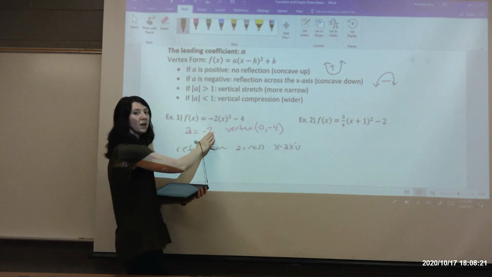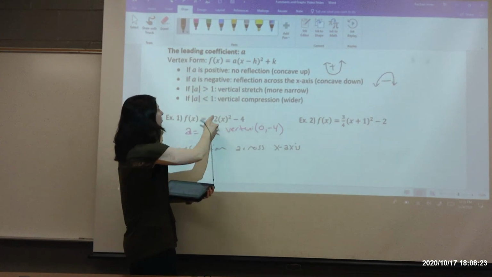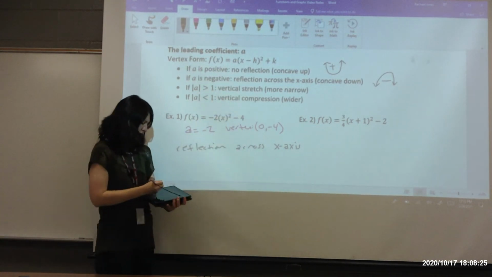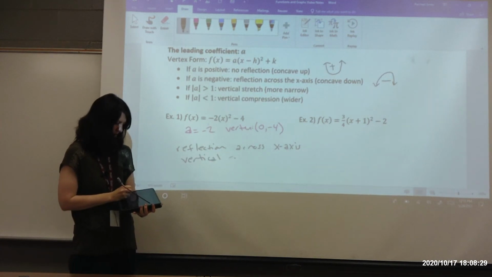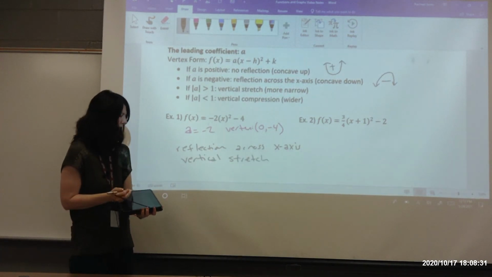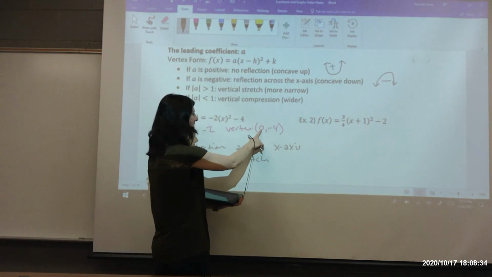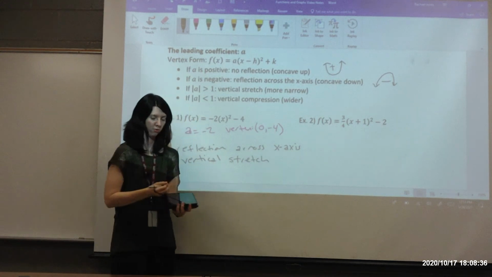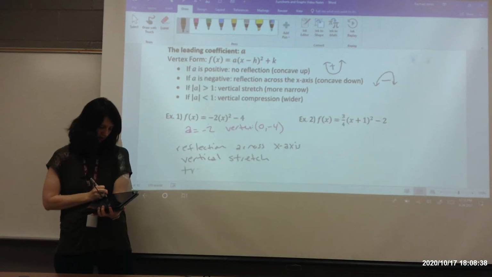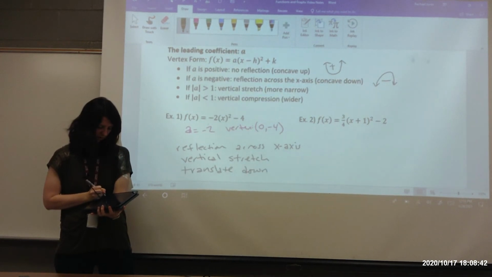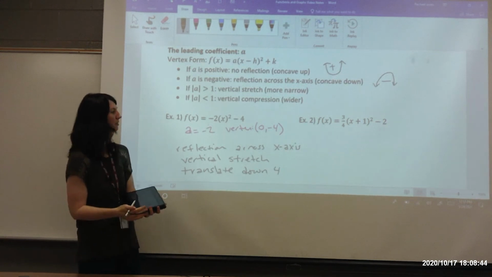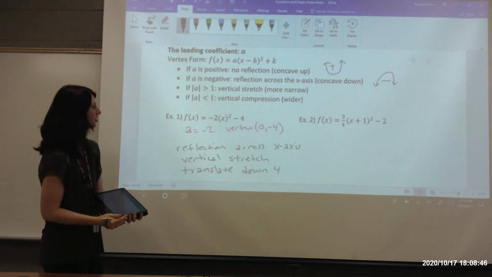Okay, now look at the positive of A. The positive A is 2. 2 is bigger than 1, so that's a vertical stretch. It's getting more narrow. And then our vertex, like before, nothing's happening left or right, but it's moving down 4. So that's a translate down 4. And that's it. Those are all your transformations.